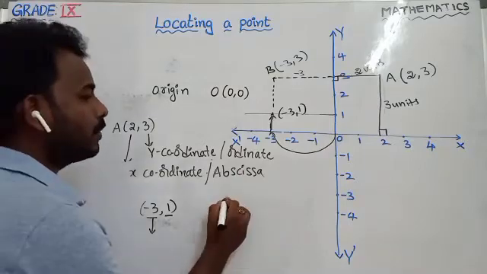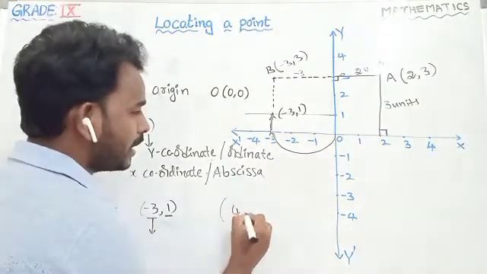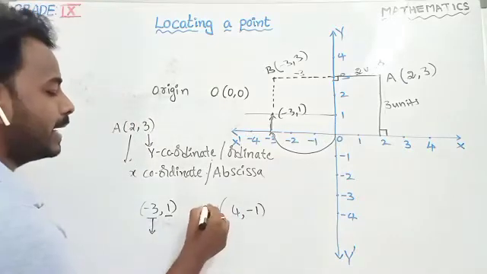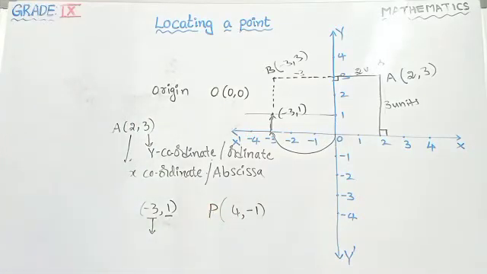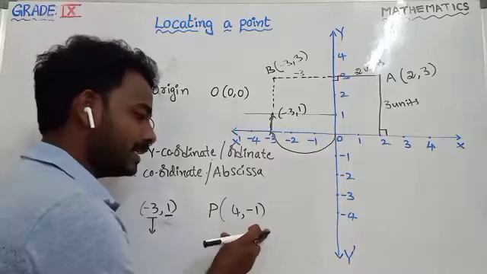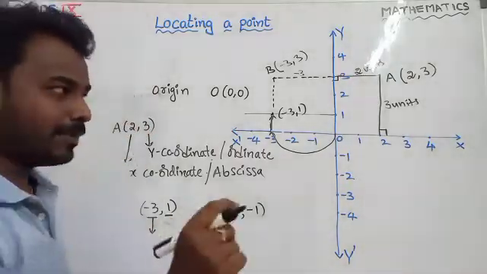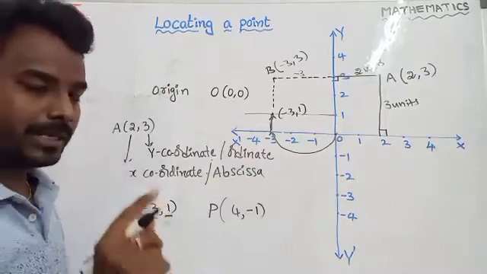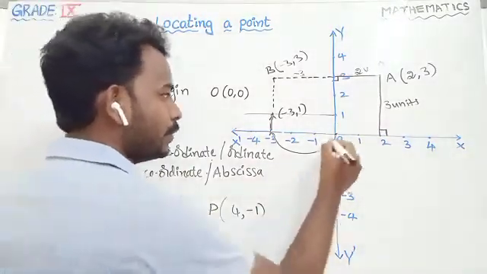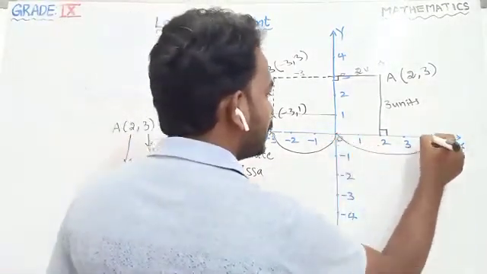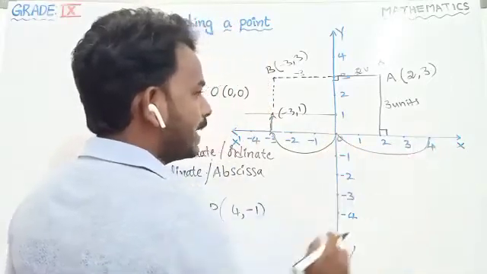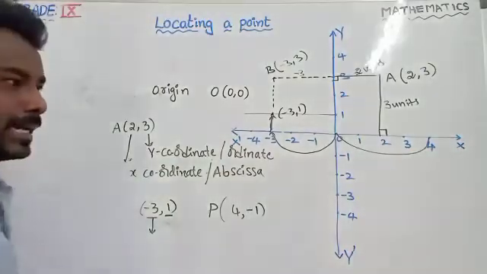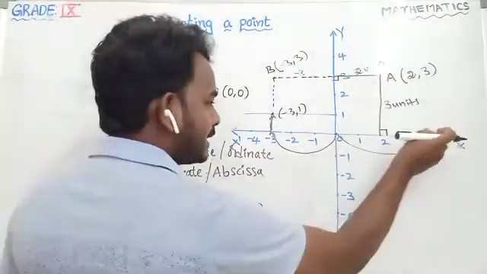And if you have one more, for example 4 comma -1, a point named P, what is the procedure? You start from the origin, so 0. What is the x coordinate? 4. So you go to 4. You don't draw these; I am saying this to help understanding. Don't draw all of these, directly you can locate. So for our understanding, I am drawing these curves.